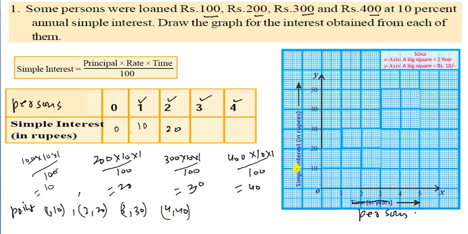Now you can plot here, it is your 1, and you can write here 10. So it is the 110. Now this one is the 220, and this will be your 330, and this will be your 440.